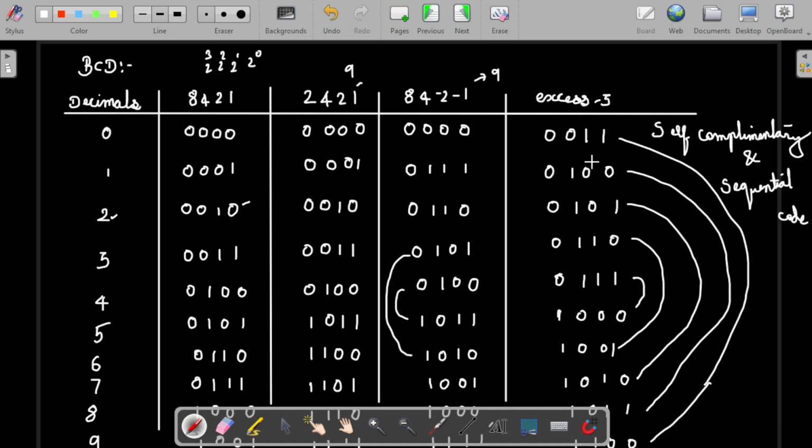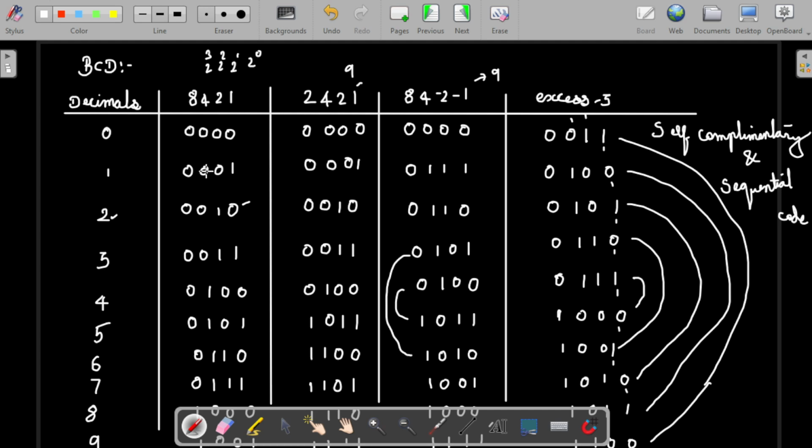Why it is a sequential code is that if we add 1 to each code, then we get the next code. If we add 1 here, 1 plus 1 we represent as 0 1, then the carry goes here. If we add 1 here, then 0 plus 1 is 1. If we add 1 here, that is 0 1, then 1 comes here. If we add 1 here, that is 1 1 1. If we add 1 here, we get 1 0 0 1. If we add 1 here, we get the next code. Similarly, if we add 1 to the previous code, we can obtain the next number. So that is what we call a sequential code.